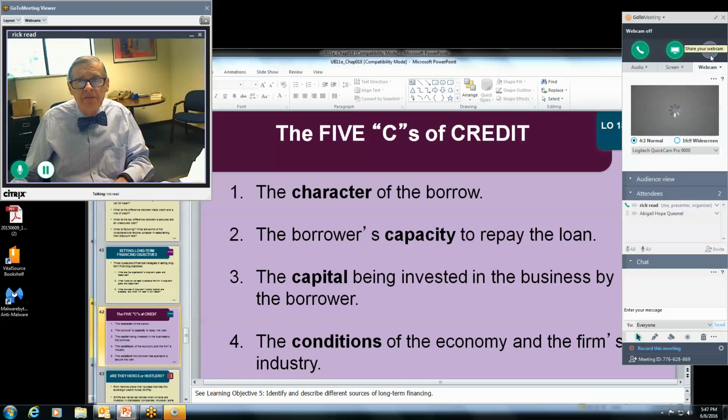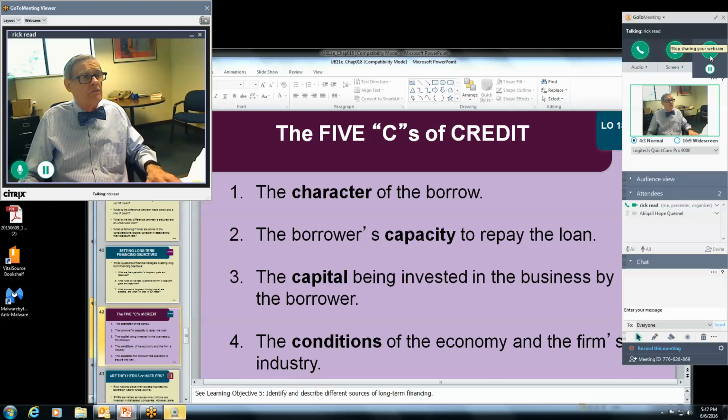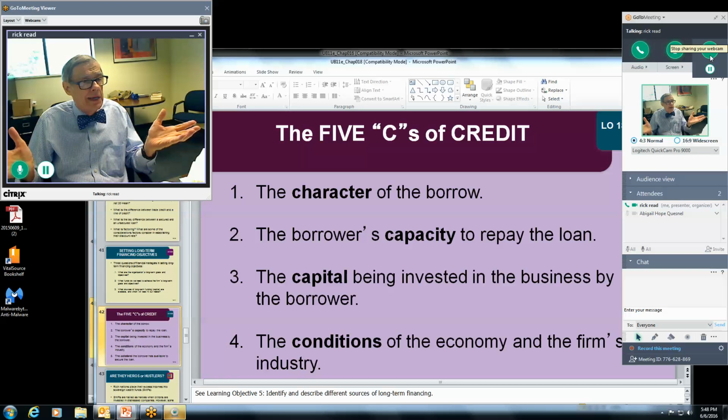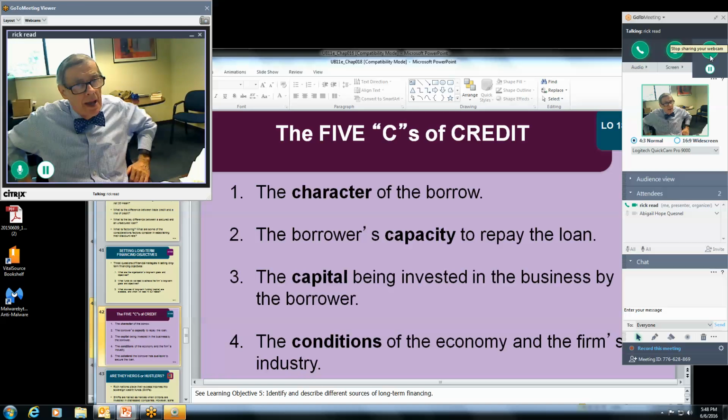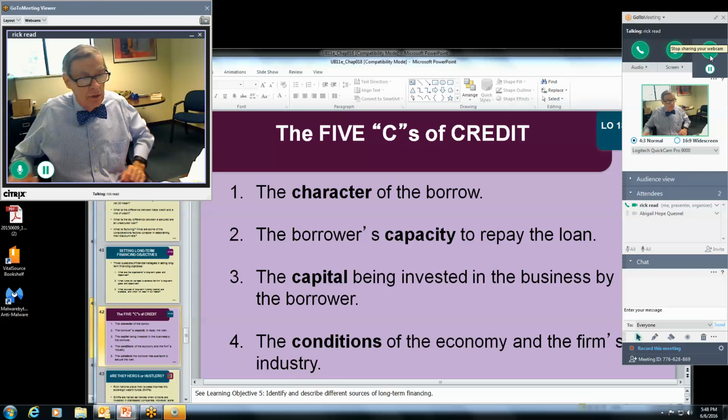The five C's of credit. By the way, that first one should be character of the borrower. What is his or her capacity to pay back what's been borrowed? Is the capital being invested in the business? How are we economically today? And that will tell us a lot as to whether or not you're going to be able to get a loan.